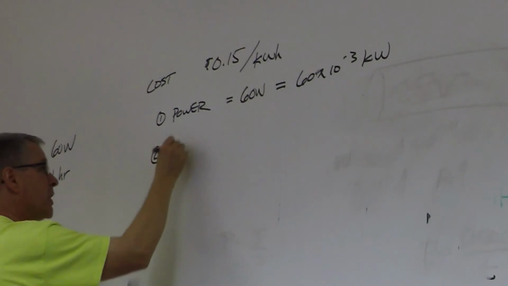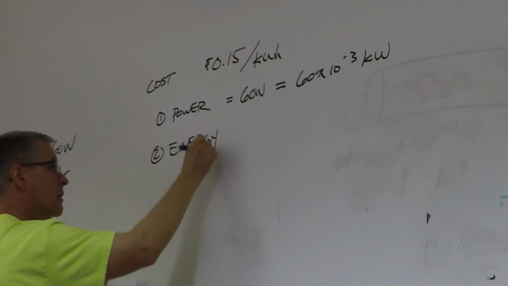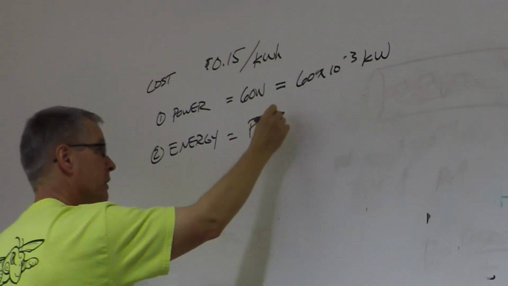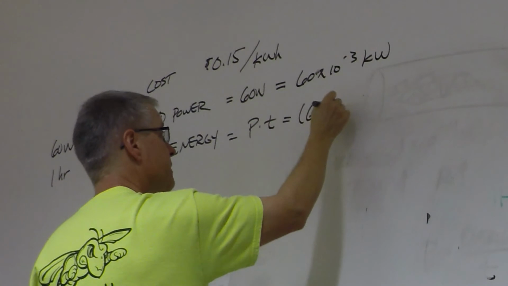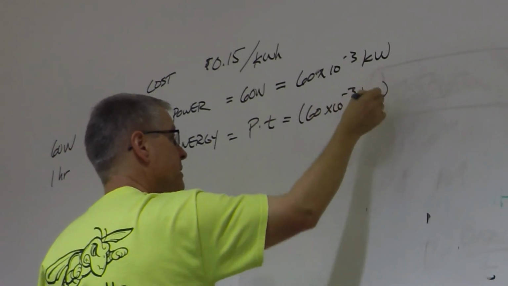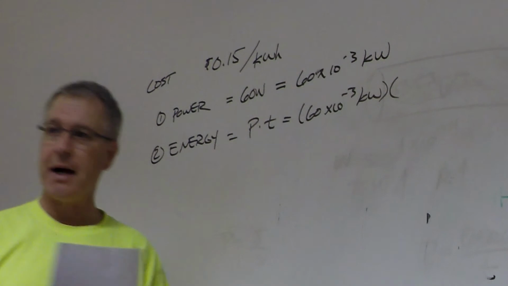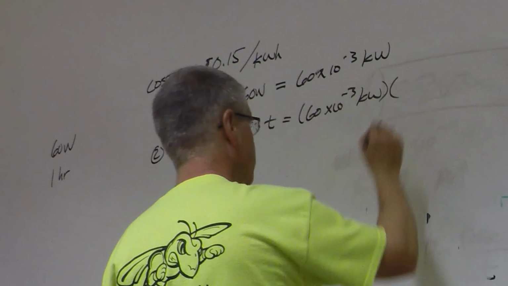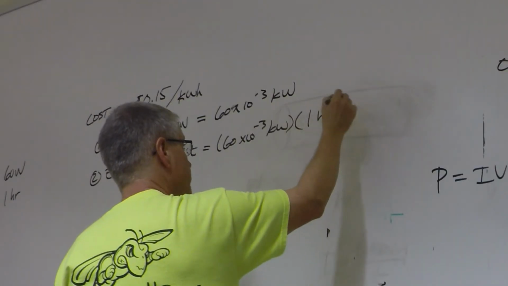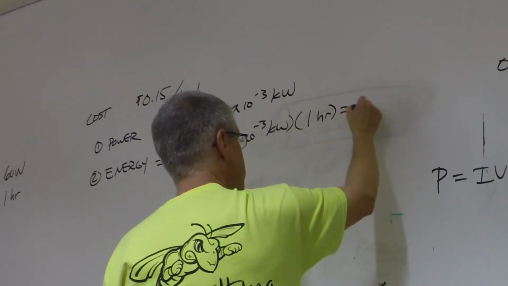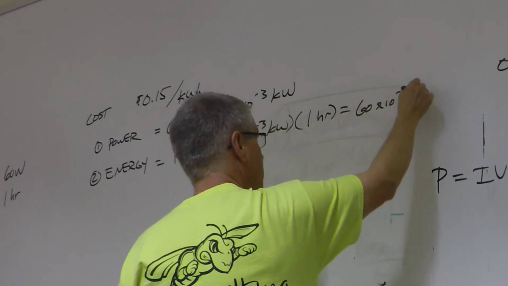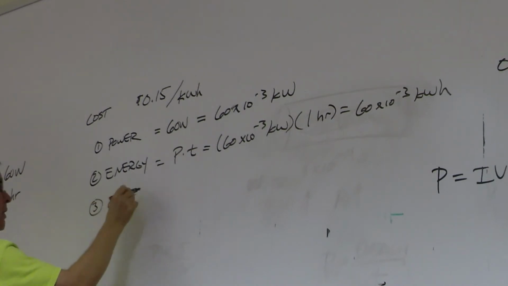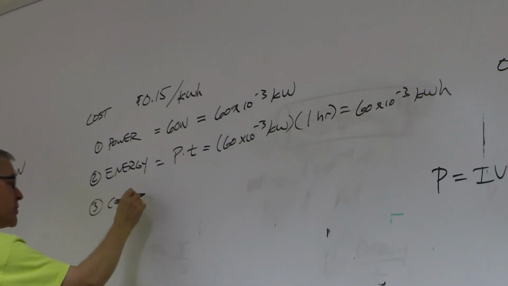Next, let's figure out how much energy we're actually using. And that's just going to be the power times how long you used it. So that's not too bad. 60 times 10 to the minus 3 kilowatts. And whatever your units are on time, at this point we'll switch them to hours. In this case it was an hour. So times 1 hour. So here's how much energy we just used. And then to get the last step, we just need to multiply the energy we use times the rate that they're charging us.